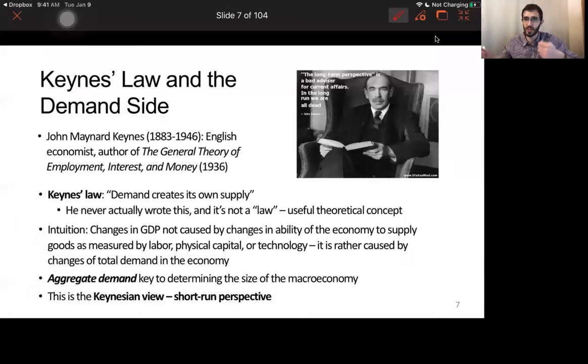So you can see two different views here. Imagine you're in a recession right now, like we are due to the pandemic. How do you stimulate the economy? Do you help suppliers to produce more goods and services? Or do you help people through stimulus like the one we're seeing right now? It's one of those.